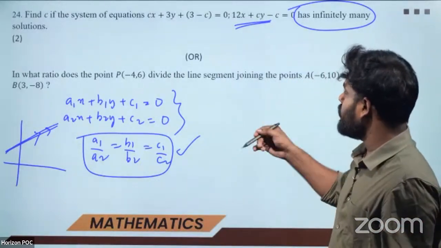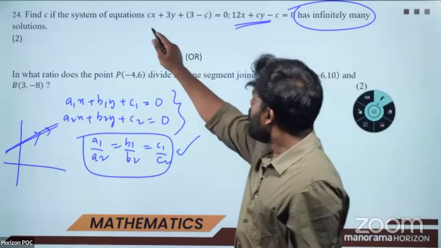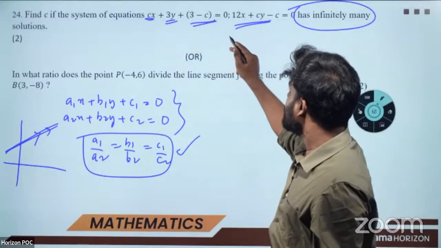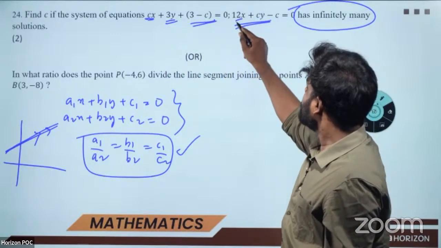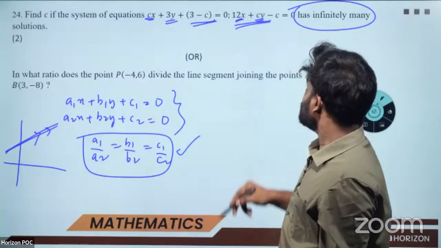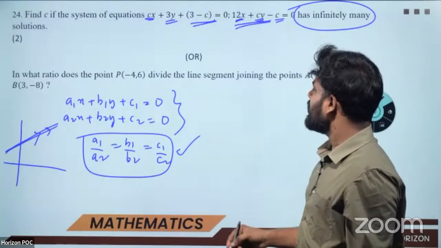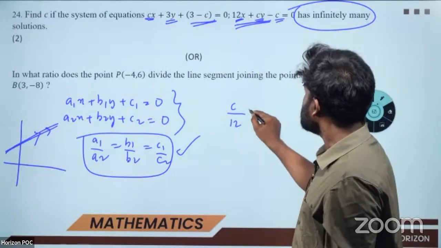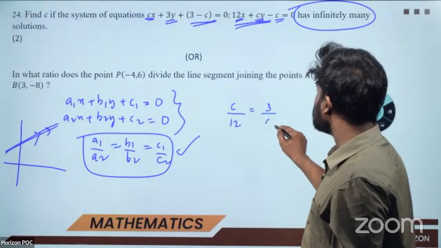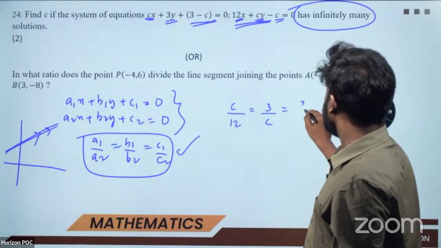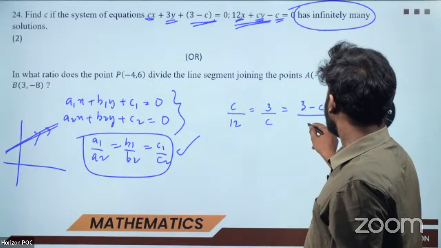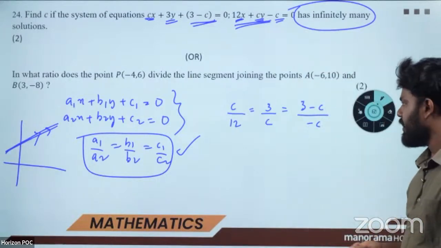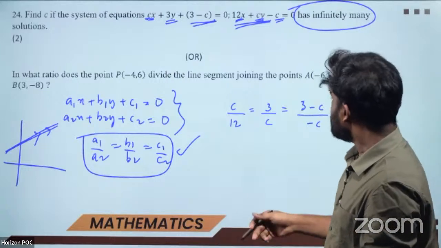Now what is A1, B1, C1 and A2, B2, C2? A1 is C, B1 is 3 and C1 is 3 minus C. And what is the value here? A2 is 12, B2 is C, and C2 is minus C. So can you write it as C divided by 12 is equal to 3 divided by C is equal to 3 minus C divided by minus C. So this will be the condition that I get here. Now, what is the value of C here?